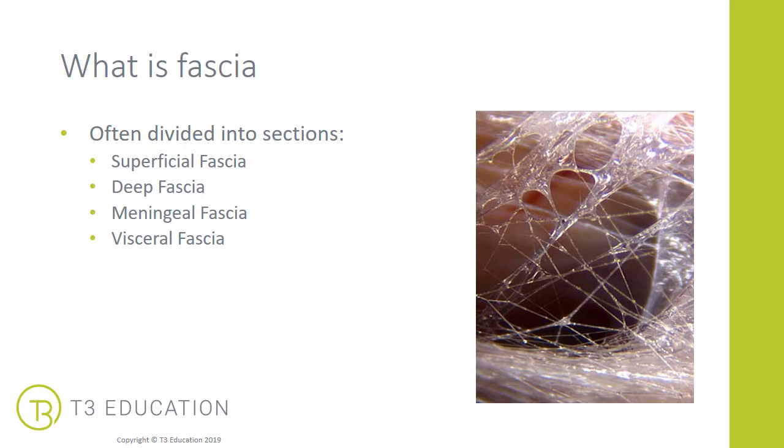So the superficial layer of fascia is the layer of fascia that's directly underneath the adipose tissue, so directly underneath the fatty tissue and the skin. It separates the skin from the muscles and allows that slide and glide to occur from the tissues. But it's also involved in functions such as thermoregulation, circulation, and for the lymphatic system to flow throughout the body.